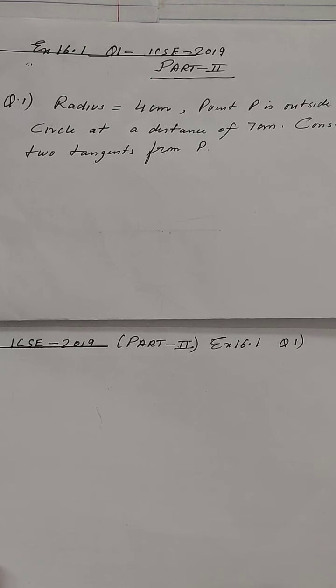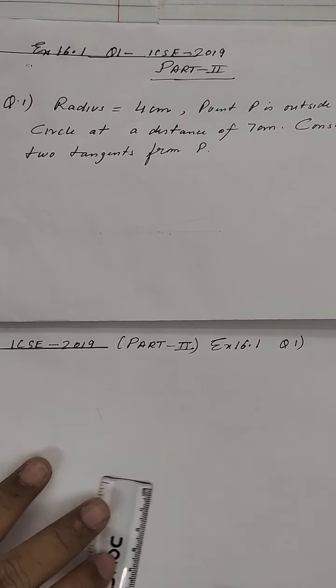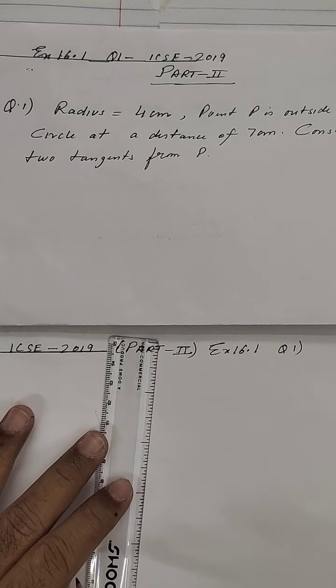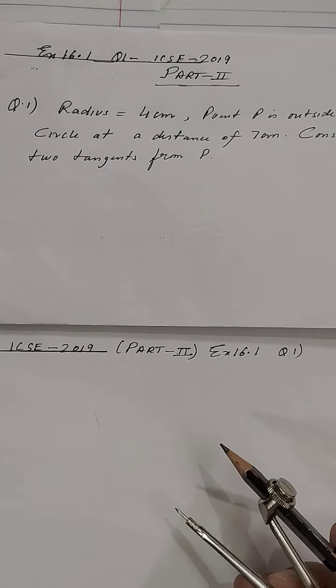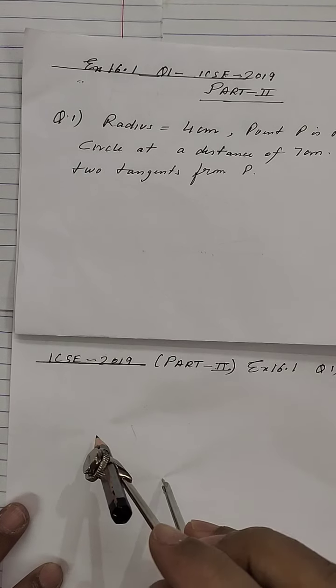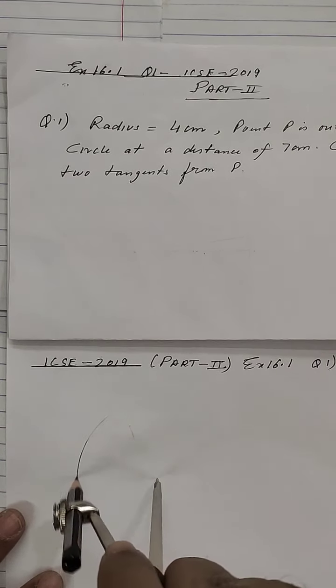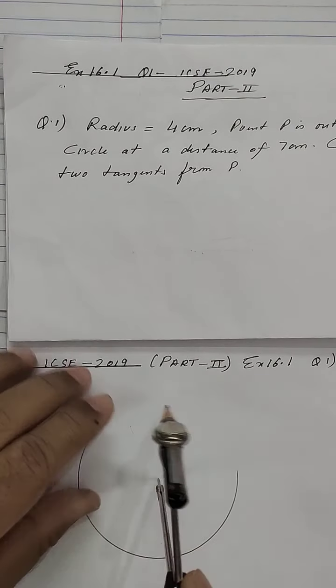So children, this is exactly like before. I don't need to give you much explanation. The only difference is here we have the radius as 4 centimeter in place of 3.5 centimeter. That was ICSE 2011 and this is 2019. So we take radius 4 and draw a circle.